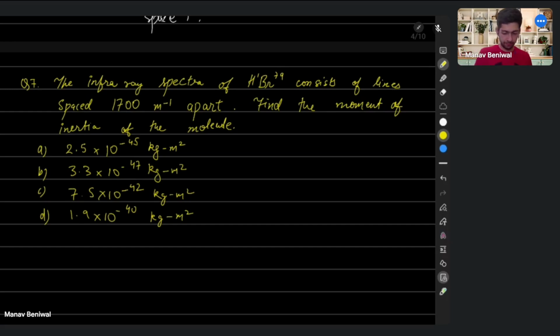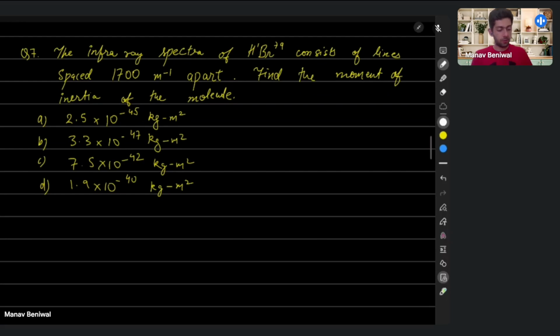So, what is the question asking us? They have one molecule, HBr, and they are doing infrared spectroscopy, and they see that the lines are spaced 1700 per meter apart. And then we have to connect this to the moment of inertia of the molecule. We have to connect these two things.